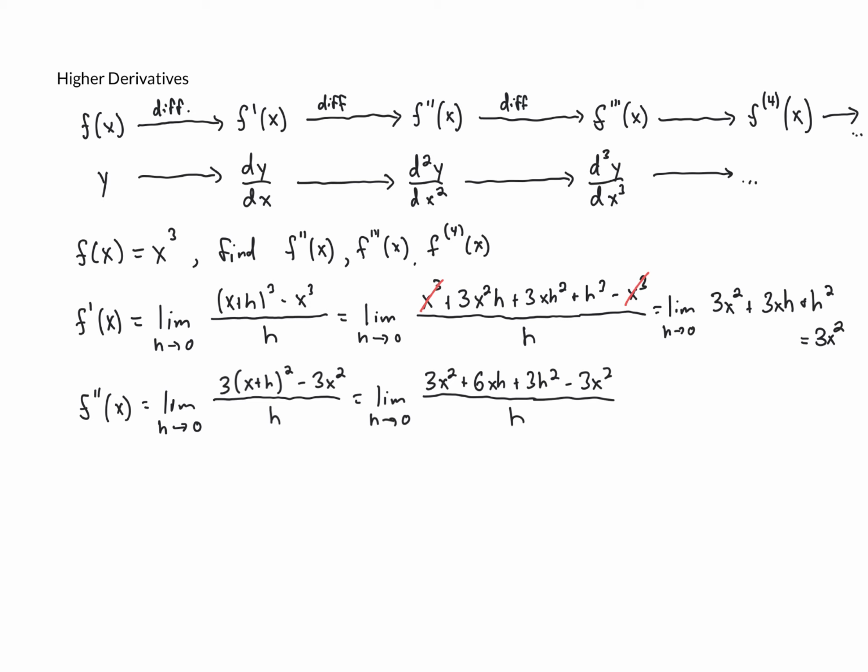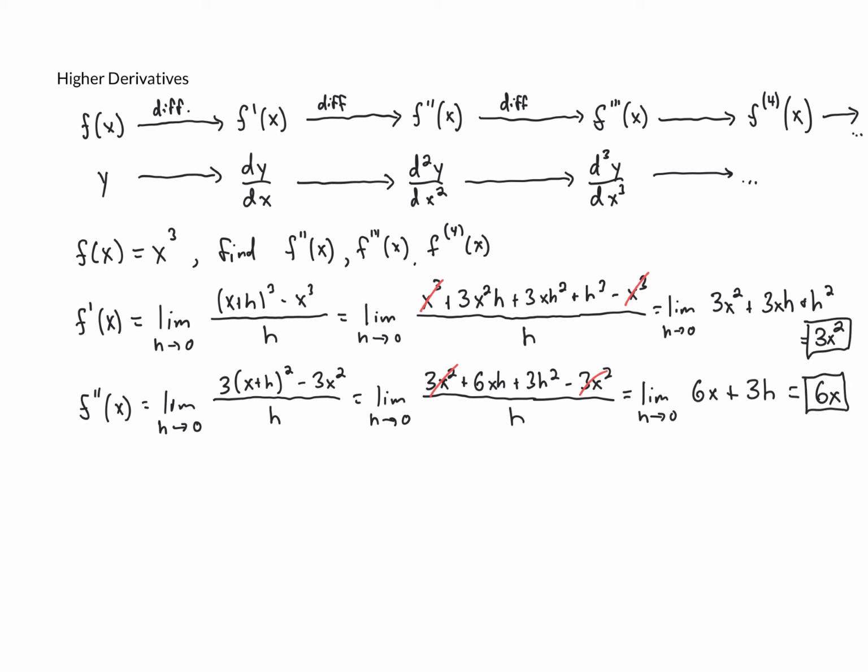Now we've got a little bit of canceling we can do. The positive and negative 3x squared are going to go away because when we add those together, we get 0. And then we've got two terms left that both are divisible by h. So let's divide those by h. 6xh divided by h is going to be 6x, plus 3h squared divided by h is 3h. And the limit there is h goes to 0. That second term is going to vanish, and we're just going to have 6x. So the first derivative was 3x squared. The second derivative is 6x.